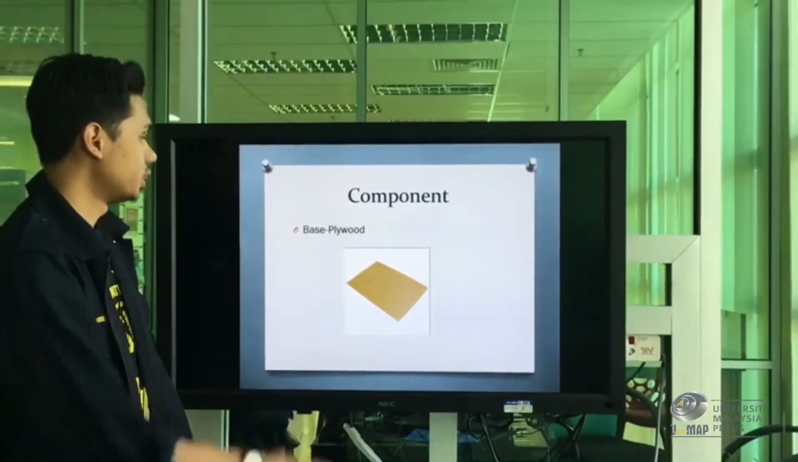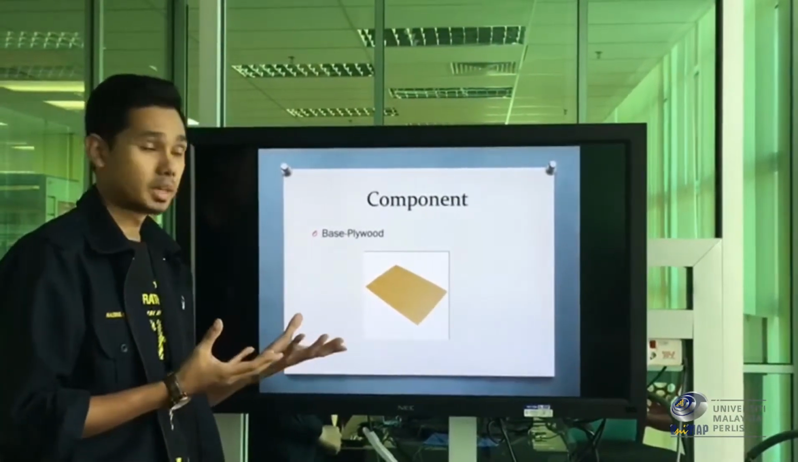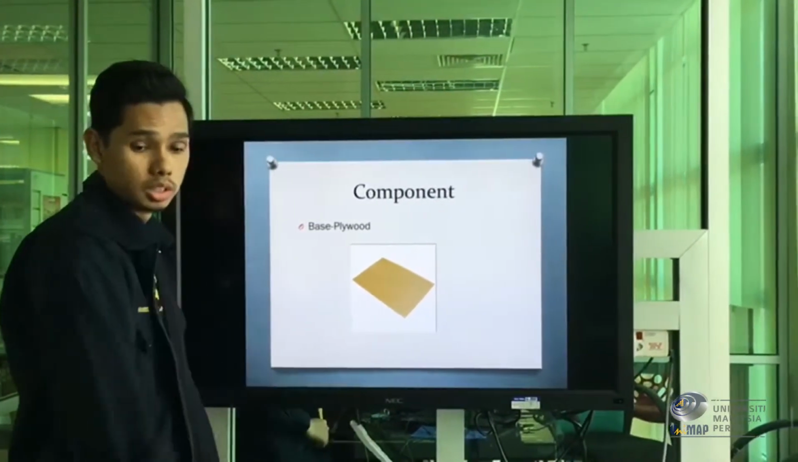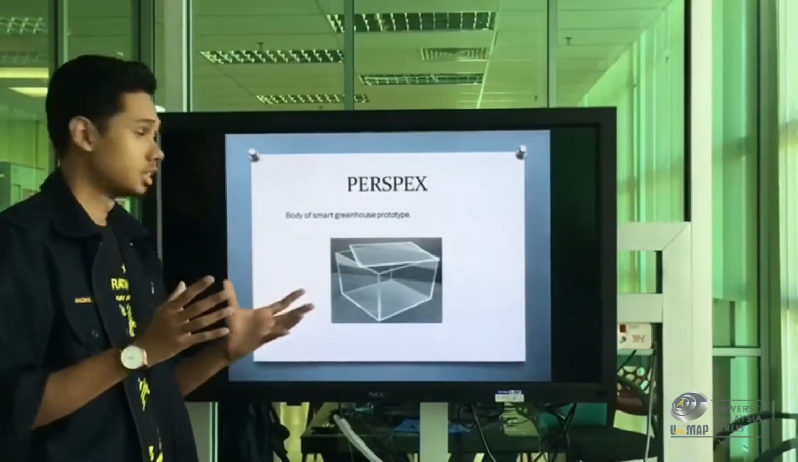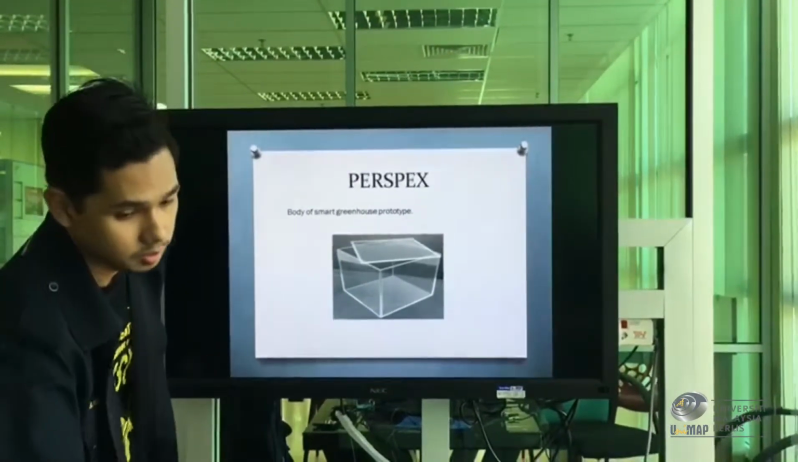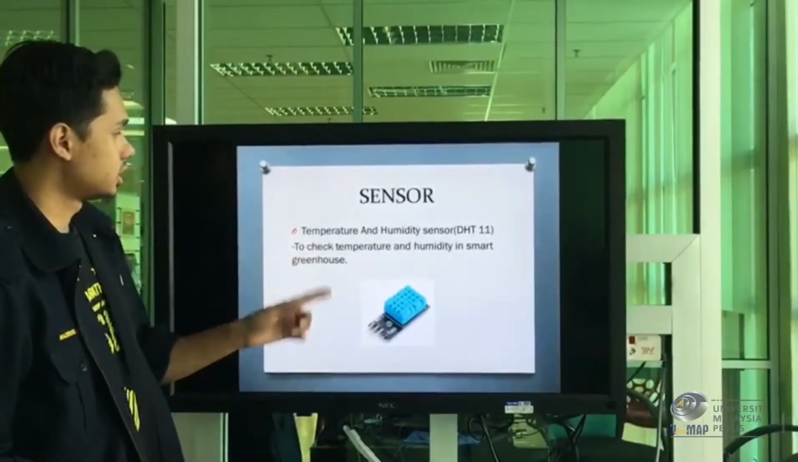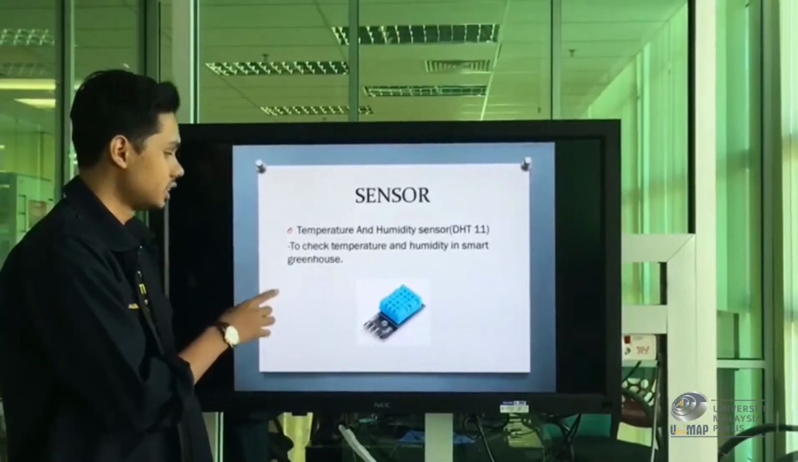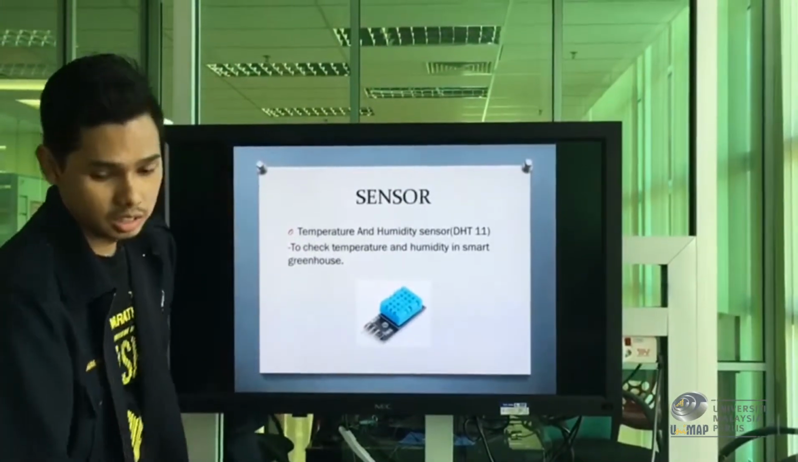Okay. The component that we use to build the base of the smart greenhouse is plywood. We use Perspex for the body of the smart greenhouse. The sensor that we use is a temperature and humidity sensor. The function is to check the temperature and humidity in the smart greenhouse.